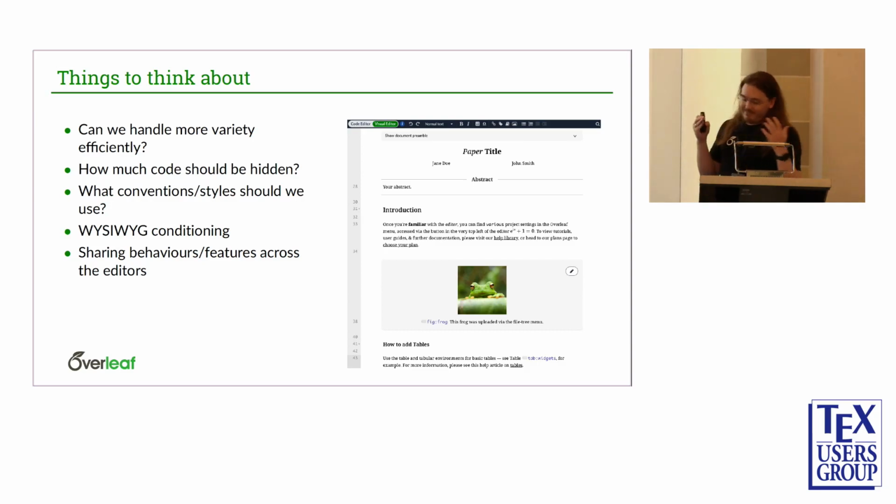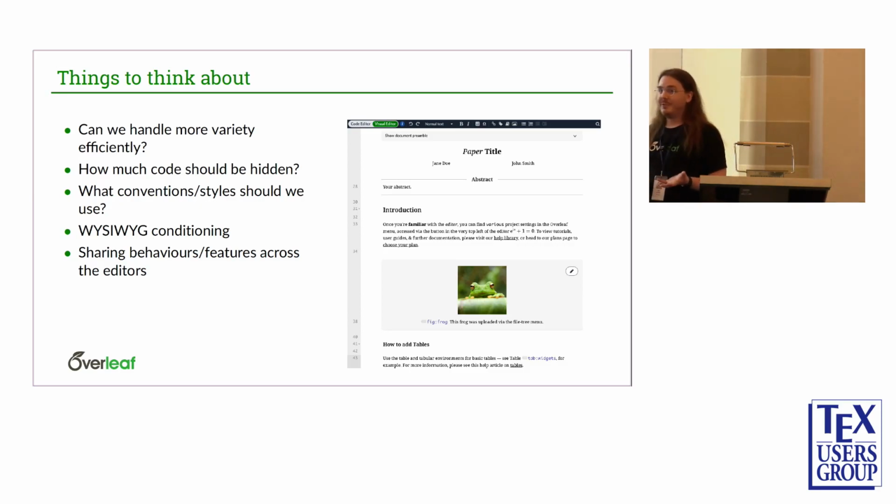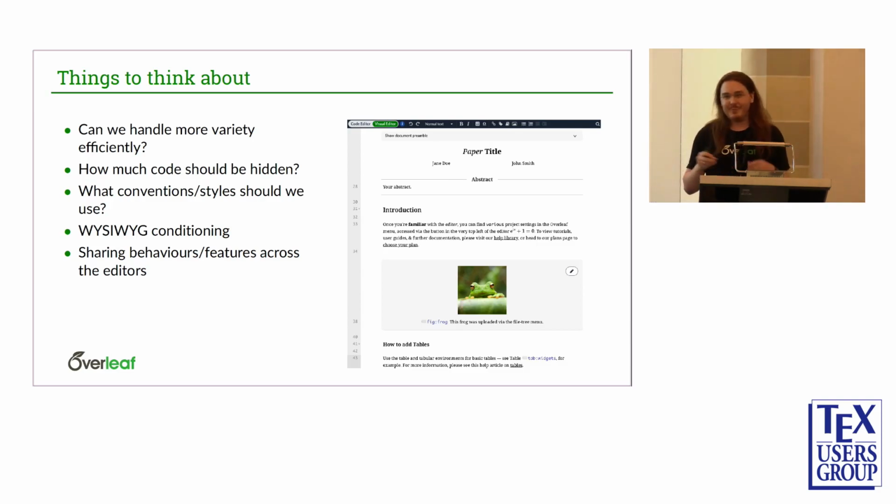So, what do we need to think about? Well, how can we handle more variety efficiently? I'm sure you're sat thinking, oh, well, the examples you've shown, they all look fairly simple. That's all rather trivial LaTeX. How do you deal with more complex things? Well, that's the challenge. It's all about making it efficient. Yes, the best way of dealing with these things is to put them through a TeX engine and see what the output is. That isn't the efficient way of doing what we want to achieve here.